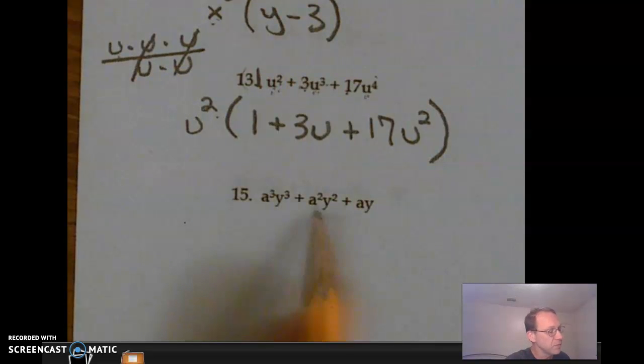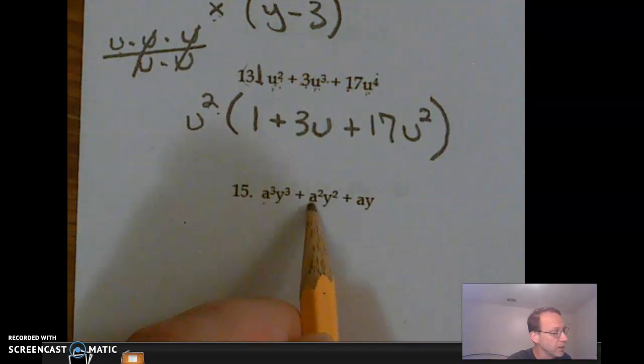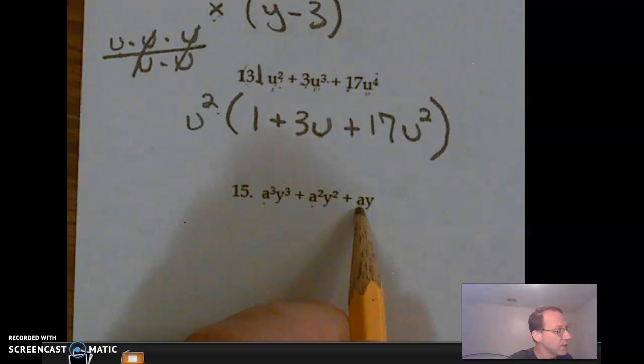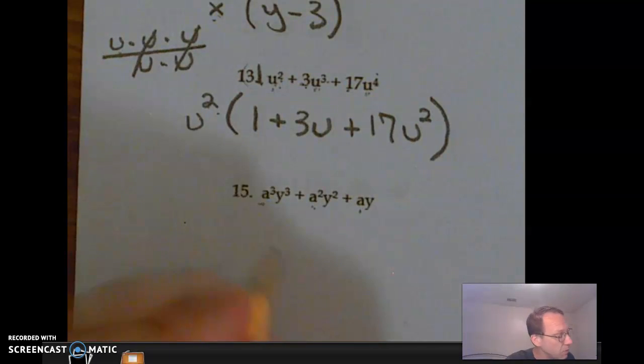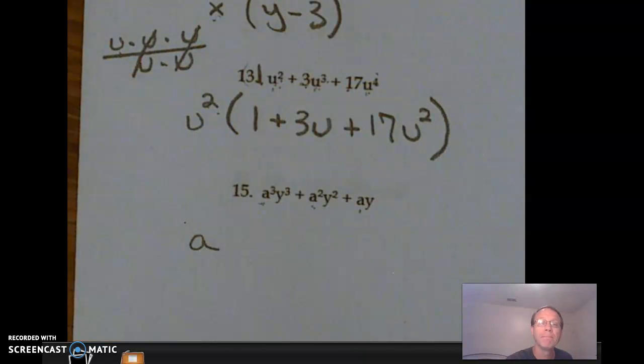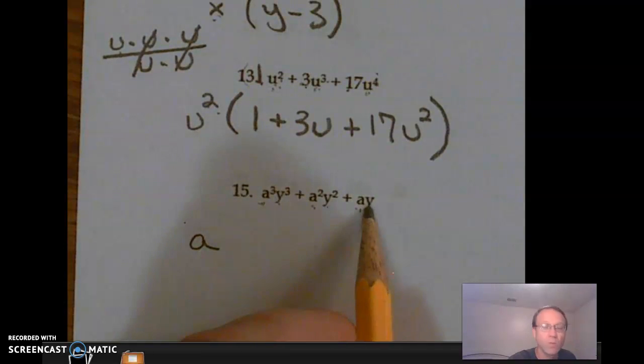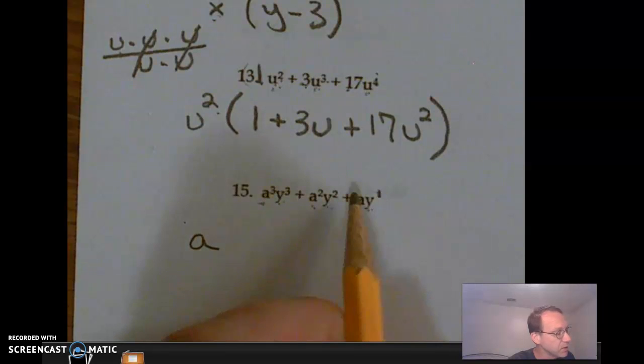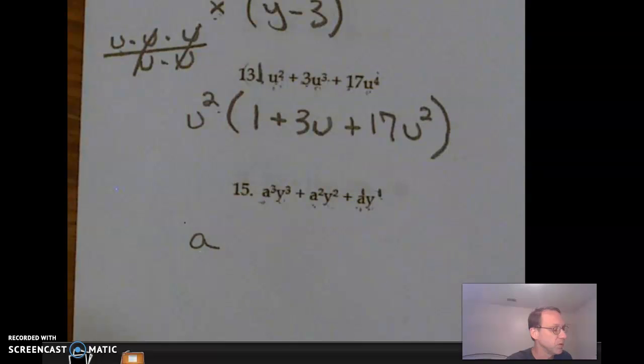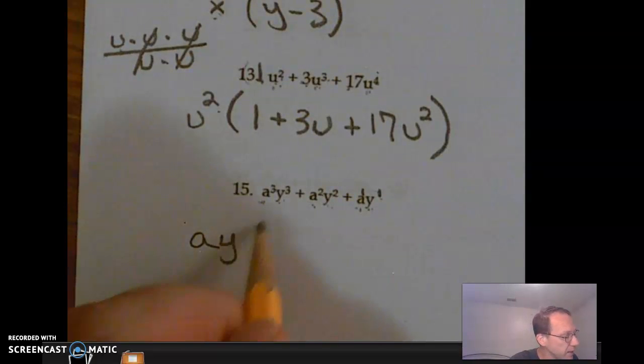Okay, let's move on to number 15. Now notice these 3 terms have 2 letters in common. So let's start off with the a's. Here we have 3, here we have 2, and here we have 1. So the most a's we can take is 1, because this one only has 1, a to the first power. Okay, this one has 3 y's, 2 y's, and 1 y. The most y's we can take from each one is 1 y. You always want to go with the smallest exponent, okay? So we're going to take an a and a y.